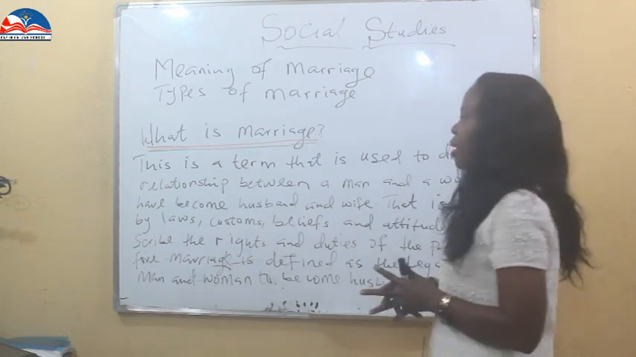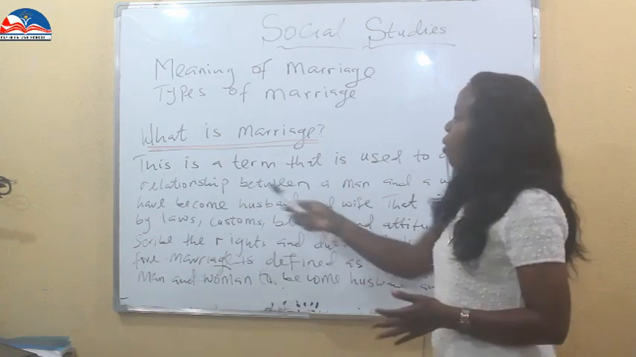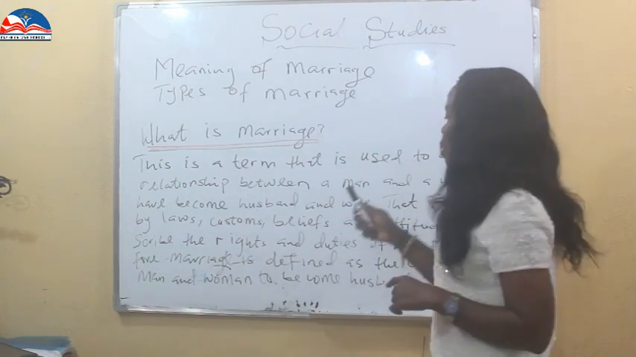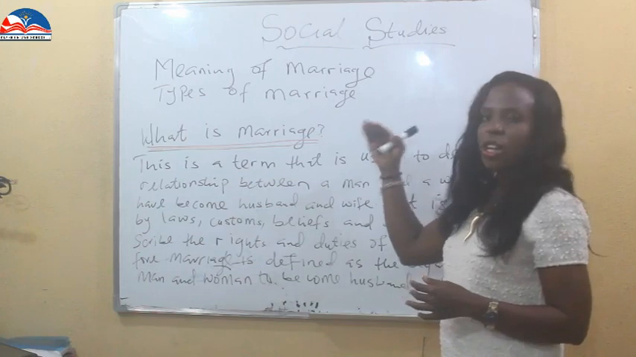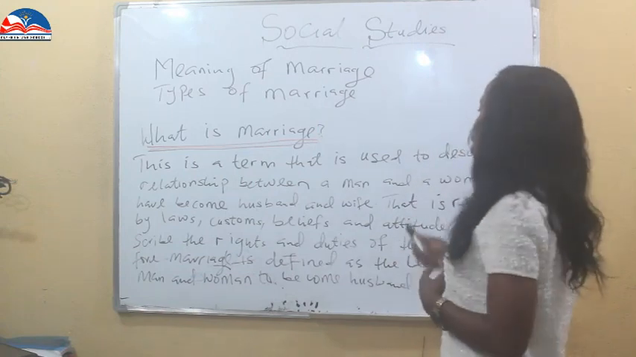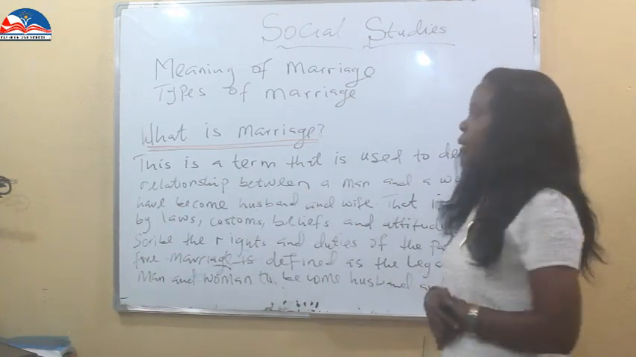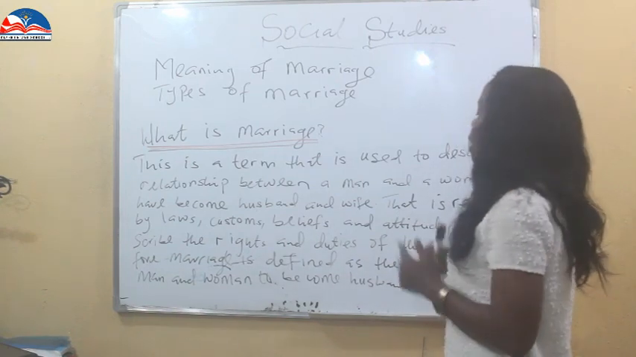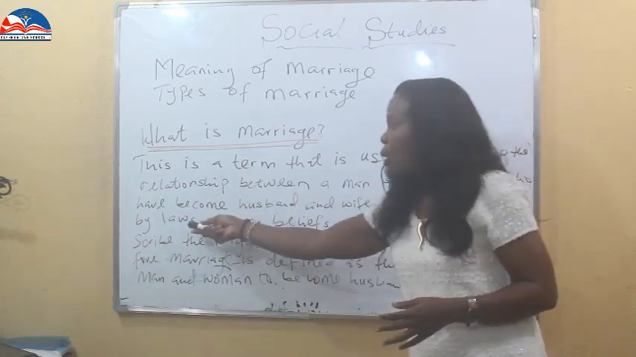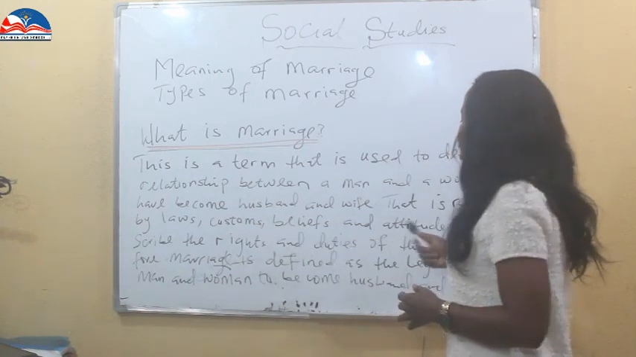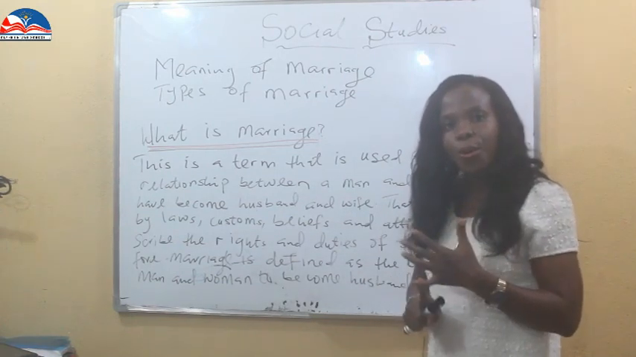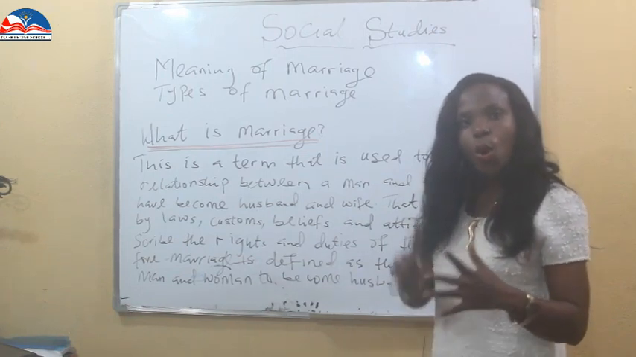Now, if you look at the key points here, you see that it is used to describe a relationship between. It has to be a relationship between a man and a woman. When we are talking about types of marriage, we will see it can be more than one man, it can be more than one woman. But here, it is a relationship between a man and a woman. And secondly, it has to be regulated by what? It has to be regulated by either law, custom, beliefs, or attitude. So it is something that has to be bound by either a law, a belief system, a custom, or an attitude.